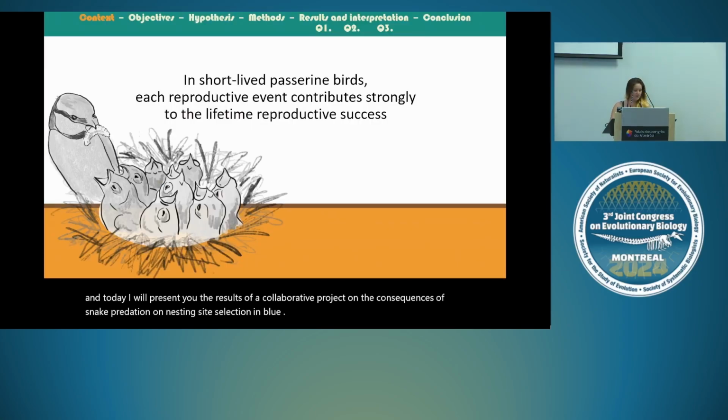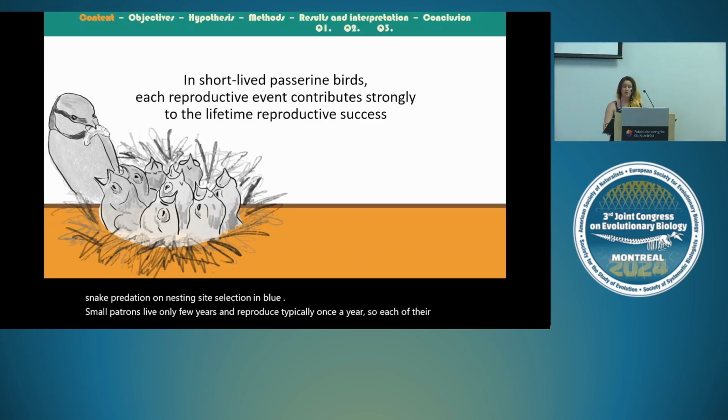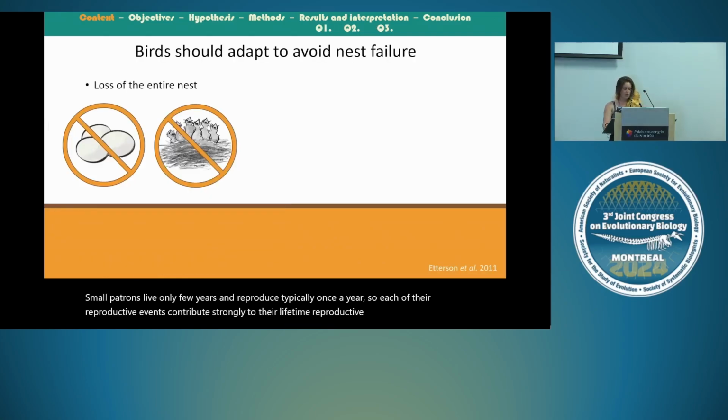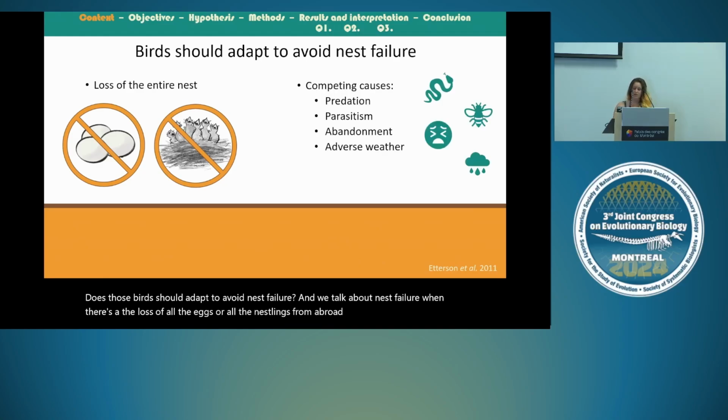Small passerines live only a few years and reproduce typically once a year, so each of their reproductive events contributes strongly to their lifetime reproductive success. Thus, those birds should adapt to avoid nest failure. And we talk about nest failure when there's the loss of all the eggs or all the nestlings from a brood, and it can be caused by predation, parasitism, abandonment by the parents, or adverse weather.